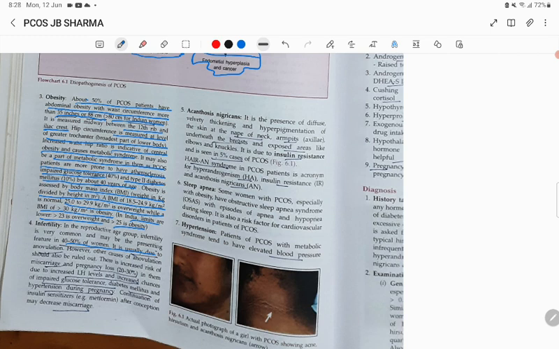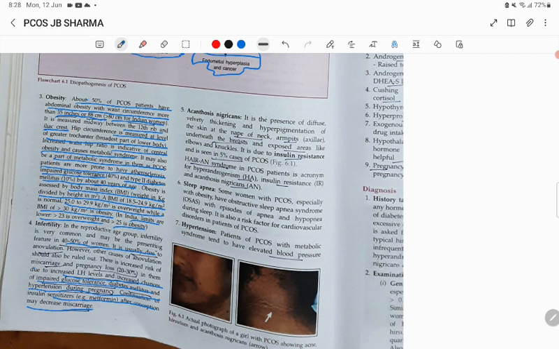There is an increased risk of miscarriage and pregnancy loss due to increased LH level and increased chances of impaired glucose tolerance, diabetes mellitus, and hypertension during pregnancy. Continuation of insulin sensitizers like metformin after conception may decrease the miscarriage.